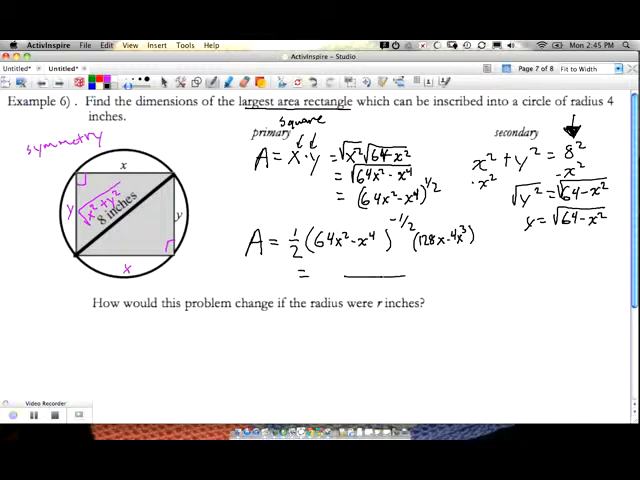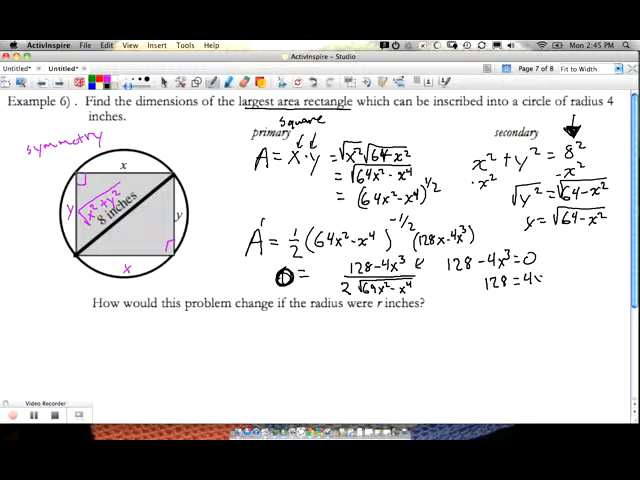Now if I were to clean this up a little bit, we're going to have a fraction with the top and the bottom. We have 2 times the square root of 64x squared minus x to the fourth, and on top we're going to have 128 minus 4x cubed. If I want to set that equal to 0, that's y prime by the way, then all I really need is the numerator. So let's set that piece equal to 0. 128 minus 4x cubed equals 0.